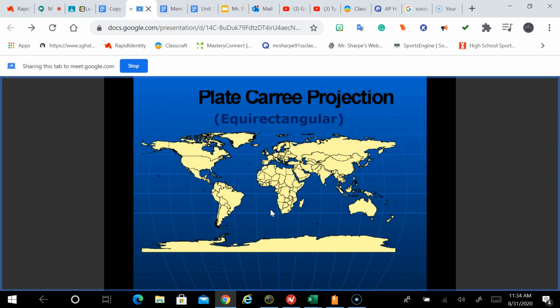You also have other examples like the Plate Carrée projection, which tries to keep it from being too elongated, so that they can make sure that the size distortion is not impeding the sizes of Africa and South America. But what do you still notice about Antarctica and Greenland? I'm going to open this up to anybody. What do you still notice about the poles? They're still kind of stretched. Yep, they're still stretched.